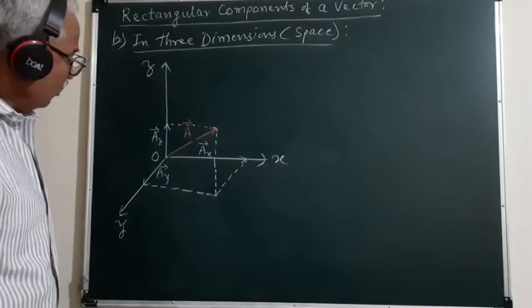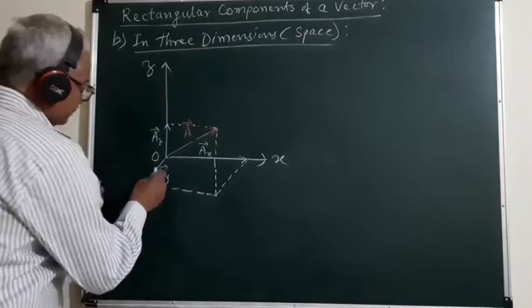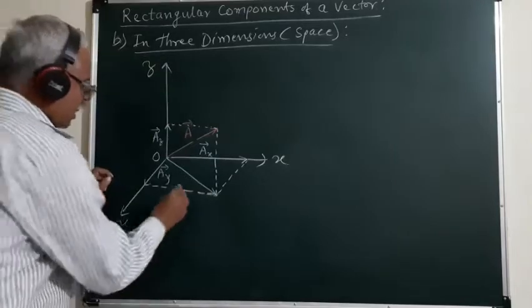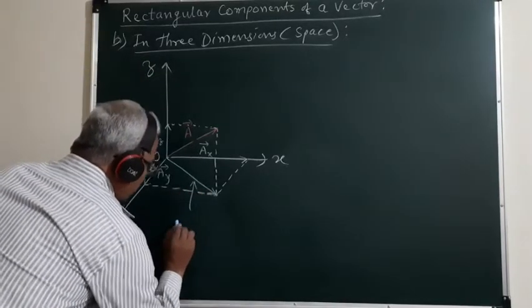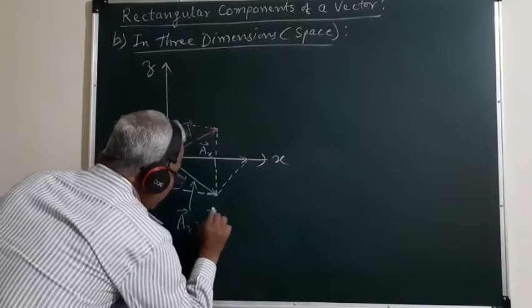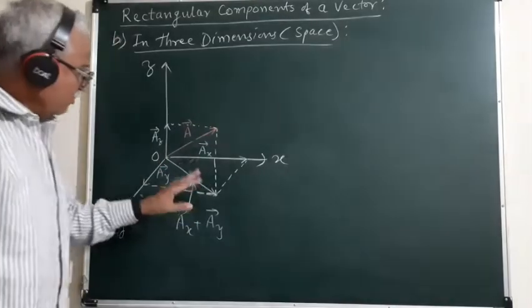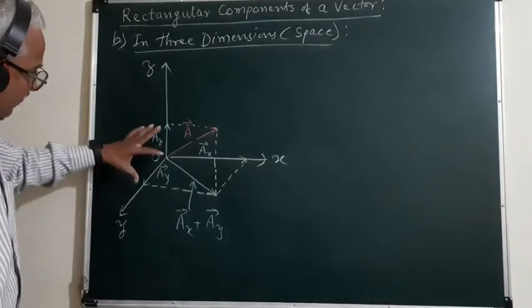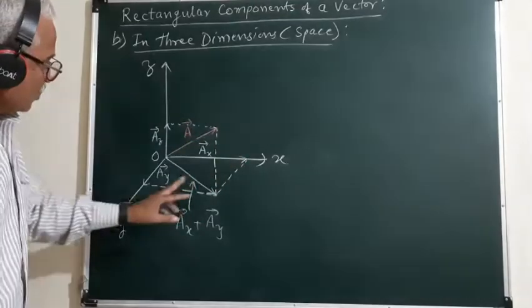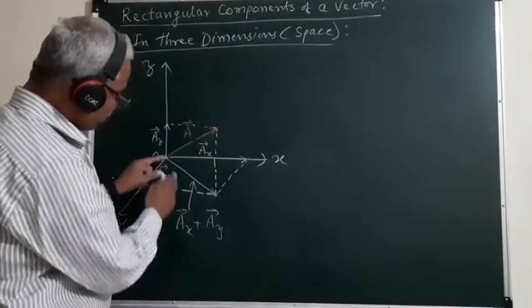So, how to obtain this resultant? So, this is the resultant. This is the vector ax bar plus ay bar. So, this can be obtained by using the triangle law of vectors. If this is the vector ay bar, this vector also will be equal to ay bar. So, ax bar plus ay bar gives this sum, ax bar plus ay bar.